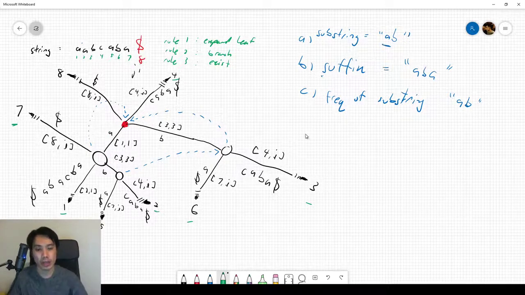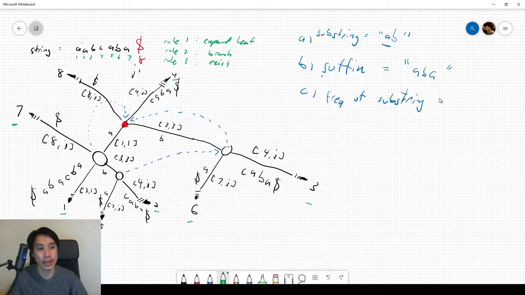So the trick is to traverse the substring. Once you reach the end of your substring, perform a recursion and count the number of leaves, using recursion. So let's go through another example.